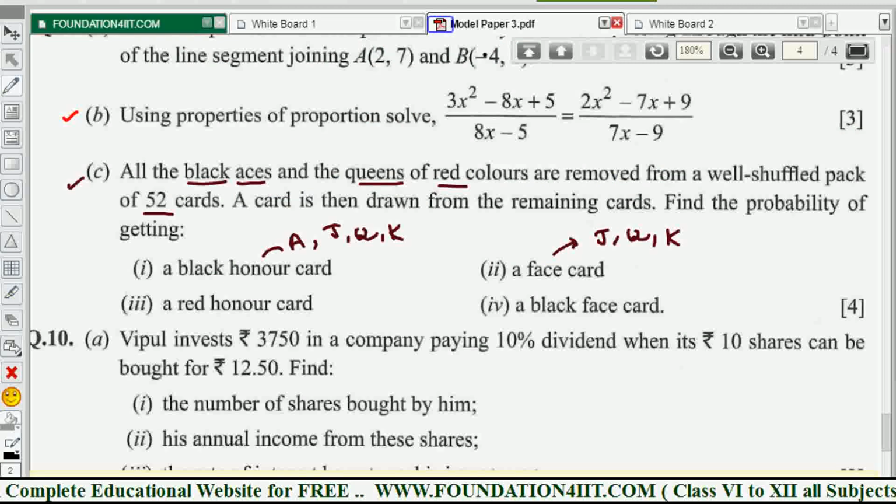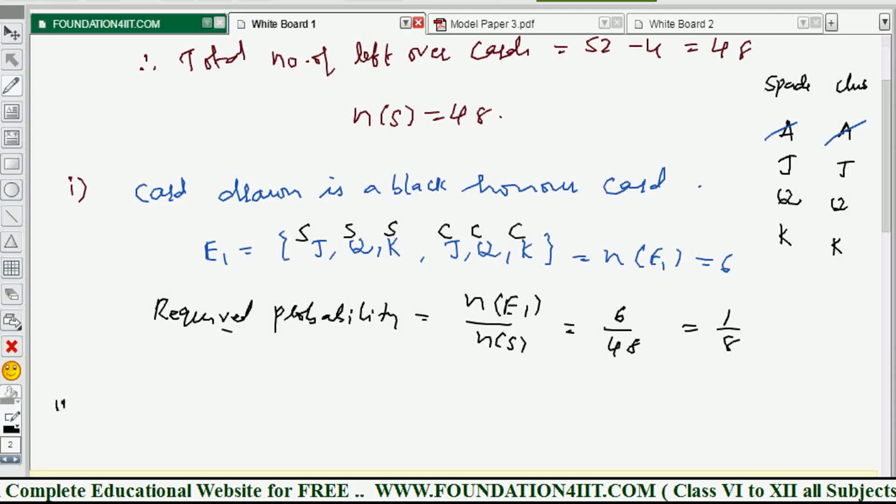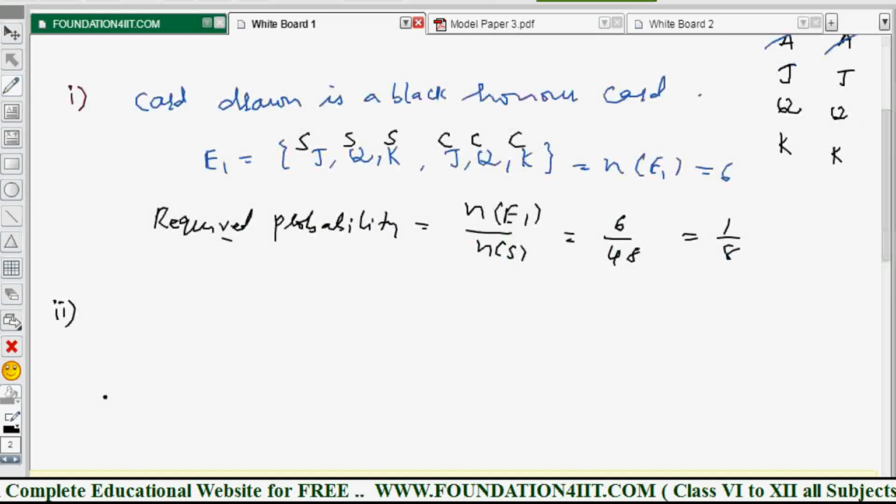Now the next one: you see a face card. But for face cards, we should find out from the remaining ones. If you see, the face cards are only J, Q, K. So the card drawn is a face card. We have a total of 12 face cards. If you just note it down for a clear idea, that is J, Q, K.